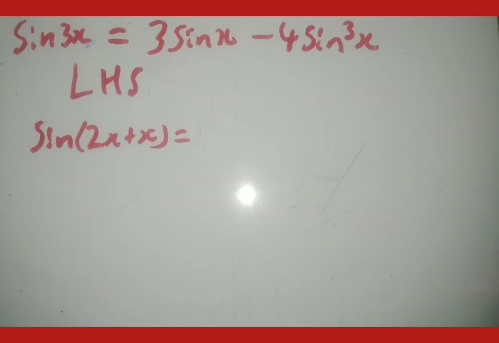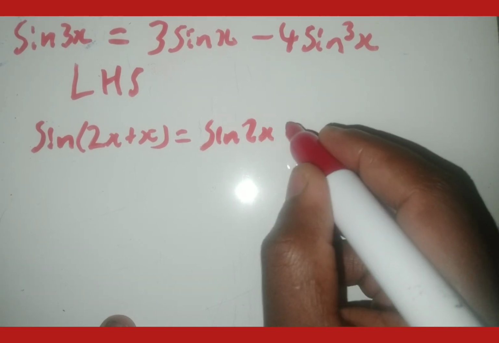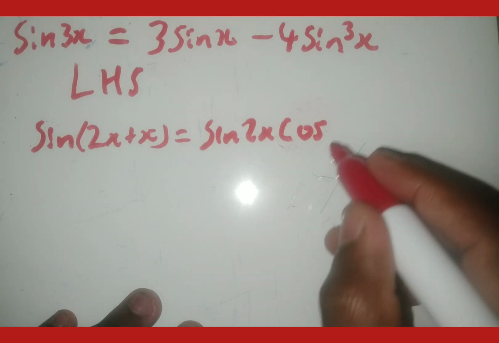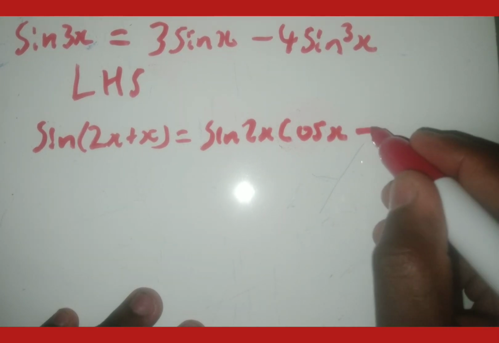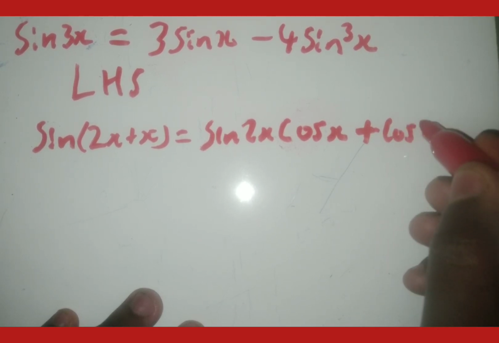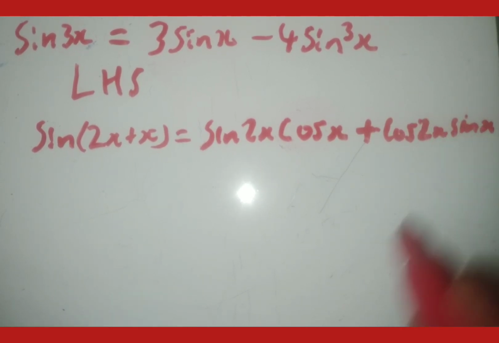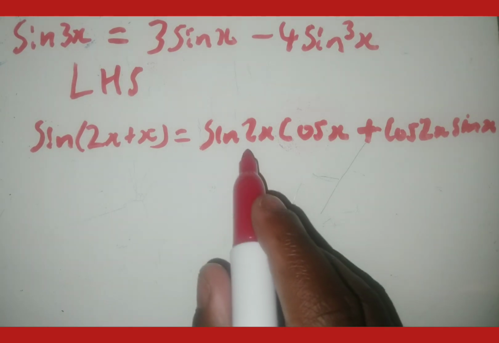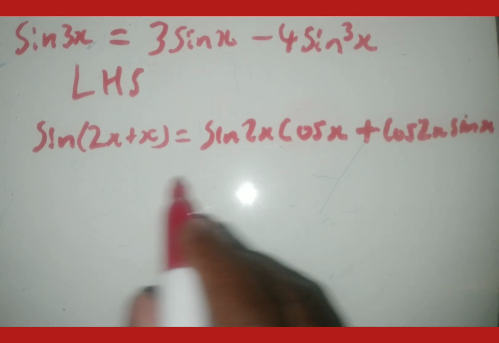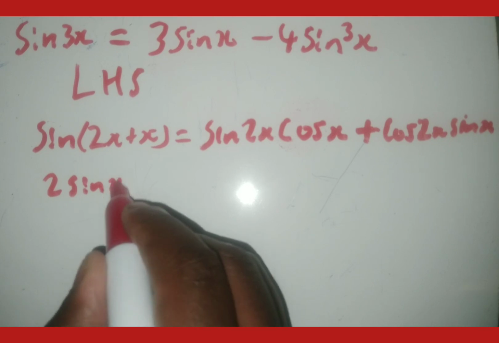Using this, when we expand, this is going to be sine 2x cos x, since sine is sine, cos, cos, sine, and S for same, so the sign stays the same. Then plus cos 2x sine x. From here, you'll notice that these two are double angles. Since they are double angles, we're going to have to expand them. When we expand, sine 2x is 2 sine x cos x.